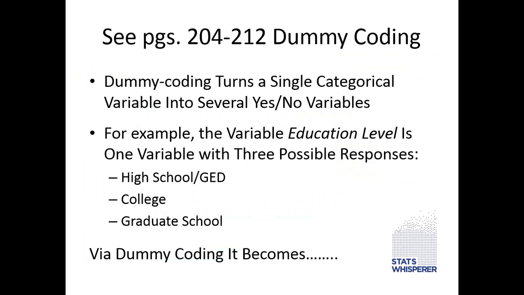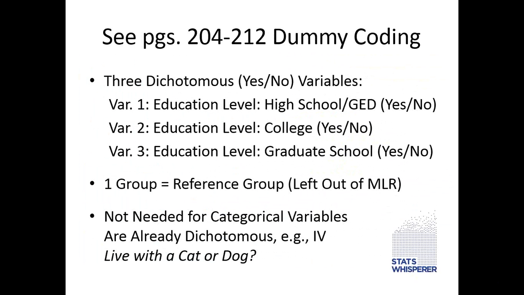So we use dummy coding, and via dummy coding, the education level variable becomes 3 dichotomous variables. So you get 3 for the price of 1. Variable 1 becomes: is education level high school, yes, no. Variable 2, education college, yes, no. And variable 3, education graduate school, yes, no. So the variable is now dummy coded into 3 smaller variables.